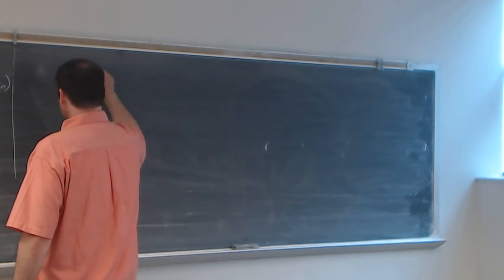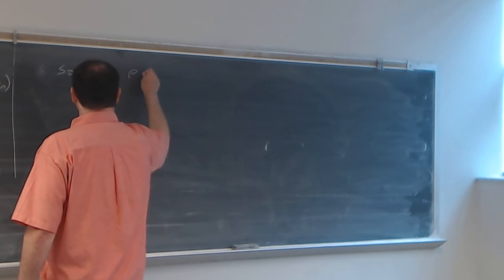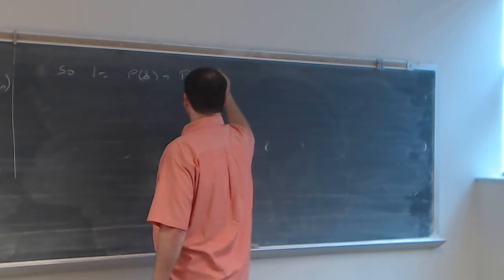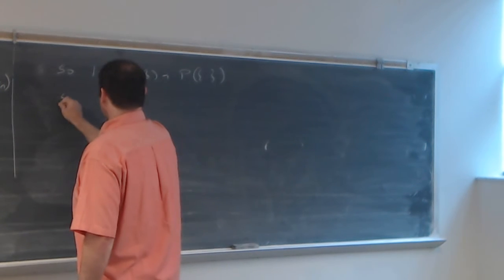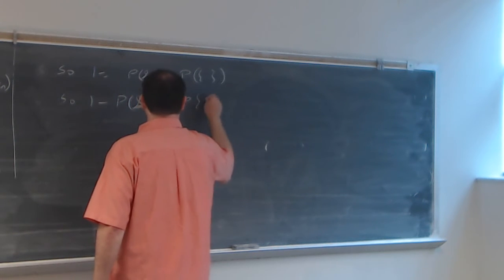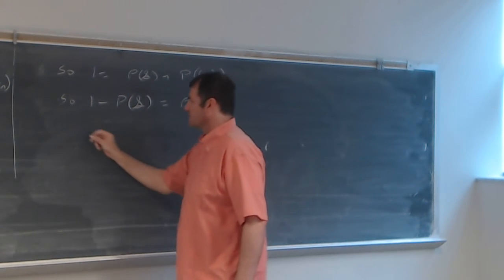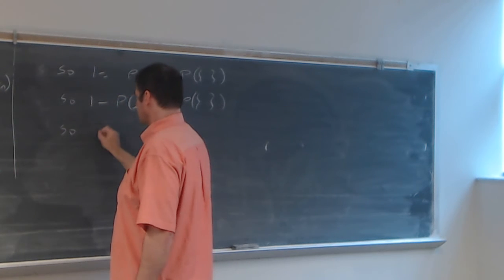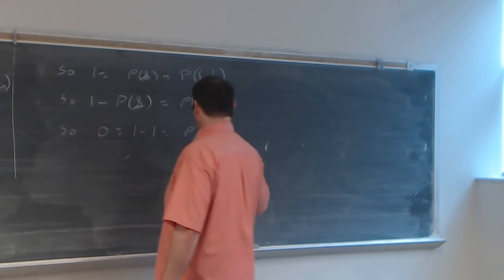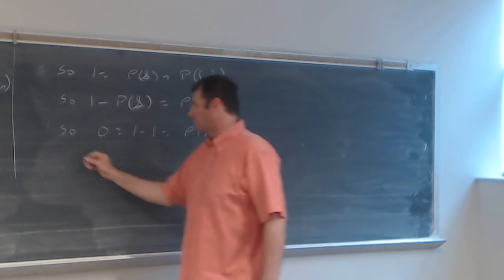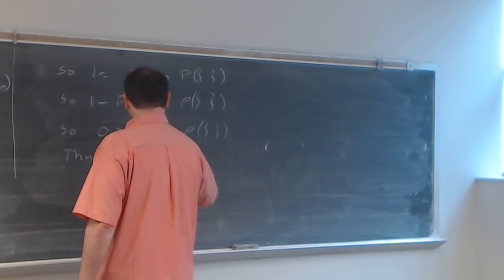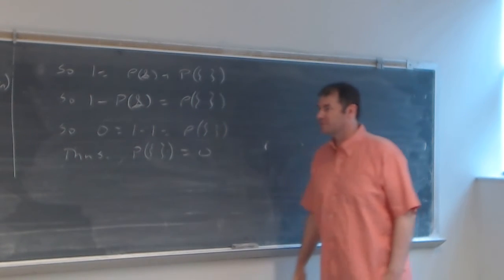So, what that says is that 1 is equal to the probability of S plus the probability of the empty set. Well, so 1 minus the probability of the sample space equals the probability of the empty set. But the probability of the sample space, by definition, is 1. So 0, which equals 1 minus 1, is equal to the probability of the empty set. So we have the probability of the empty set is equal to 0. And we'll use that a little later on in this lecture.